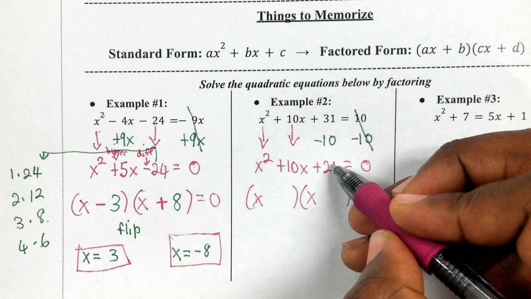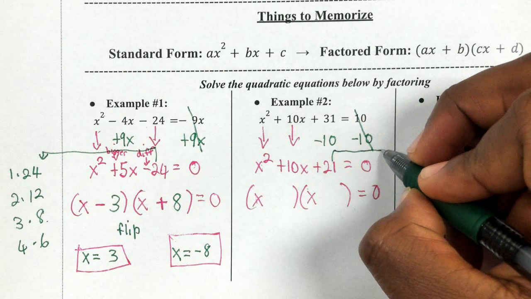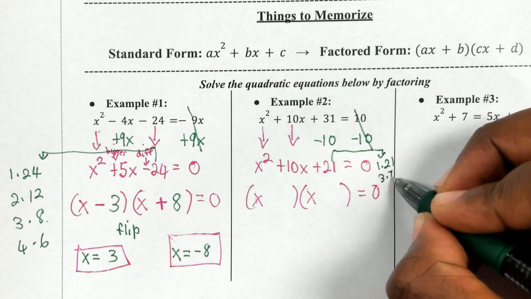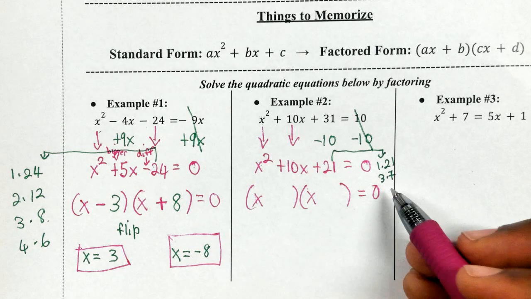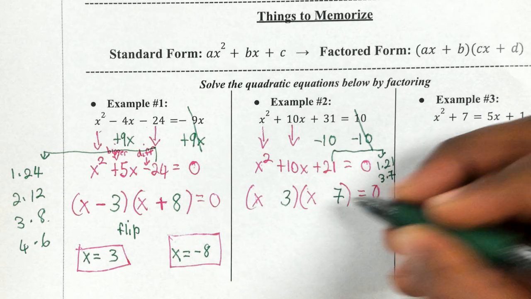Now we're going to find all the numbers that multiply together to give me 21. Those numbers are just 1 and 21, and then 3 and 7. Those are the only 2 pairs. So which pair do you think will give me a 10? Yup, 3 and 7.